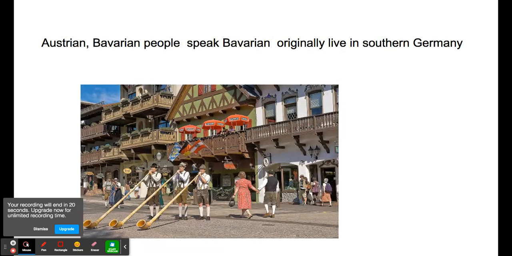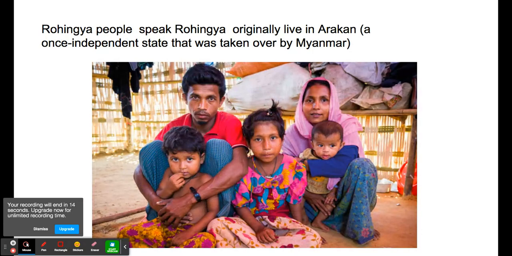Austrian, Bavarian people speak Bavarian. Originally, they lived in southern Germany. Rohingya people speak Rohingya. They originally lived in Arakan, a once independent state that was taken over by Myanmar.